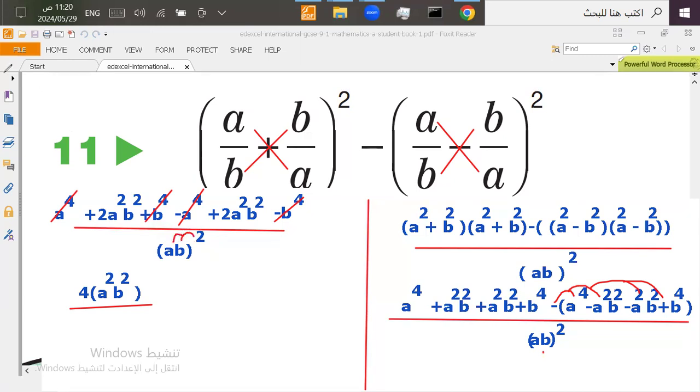Now this power can be distributed inside, so I can write it as a squared b squared. Now this will help me simplify more. It means the a squared b squared can be simplified by the a squared b squared and they become 1. And when you multiply them by 4, the final answer will be 4. So the final answer for this simplifying question is 4.